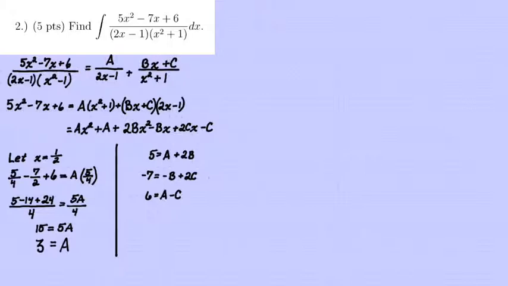Now we can plug in 3 for A. And now we have B in an equation with no other variable and C in an equation with no other variable. And so we know A equals 3, B equals 1, and C equals -3. And that means we can rewrite this integral in the following way.